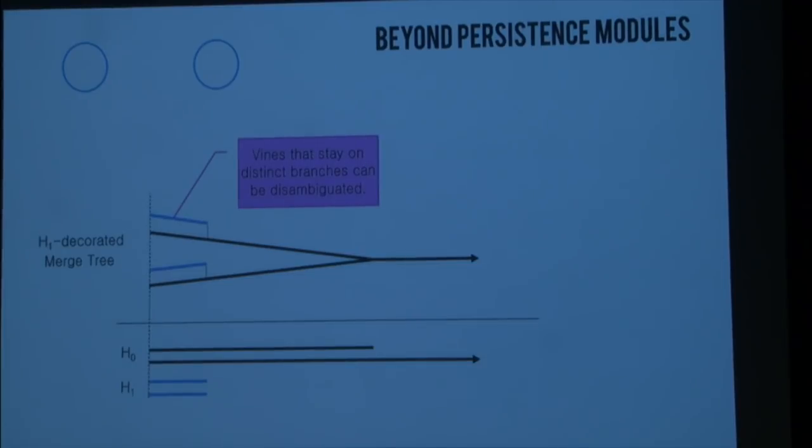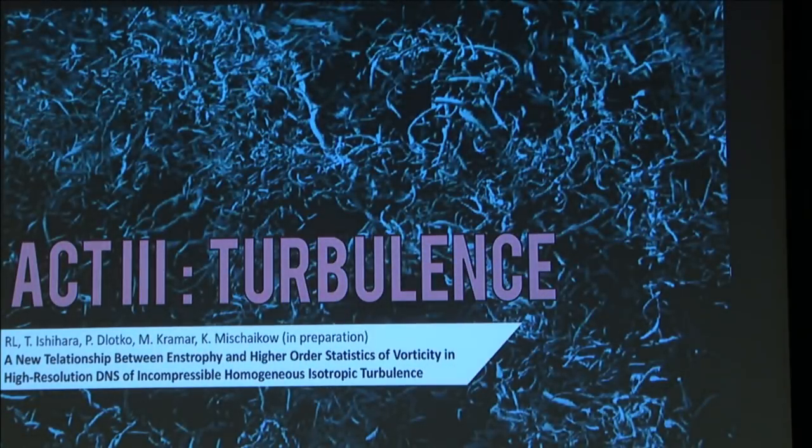And then as far as the vines are concerned, if they stay on distinct branches while this is all moving around, then they can definitely be disambiguated. So this is just a first glimpse. We're looking at not just the H1 decorated merge tree, but how can you extend this to, say, Reeb graphs or other topological structures that can be pulled out of the filtrations, let's say. So that's exciting work.